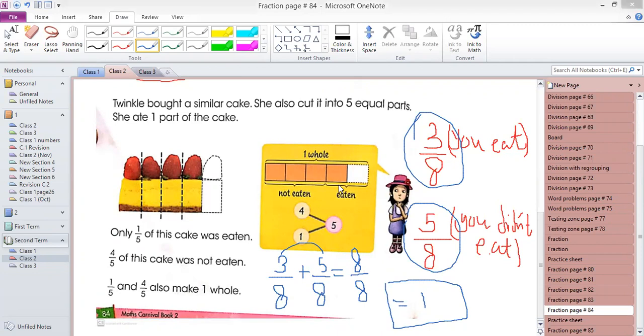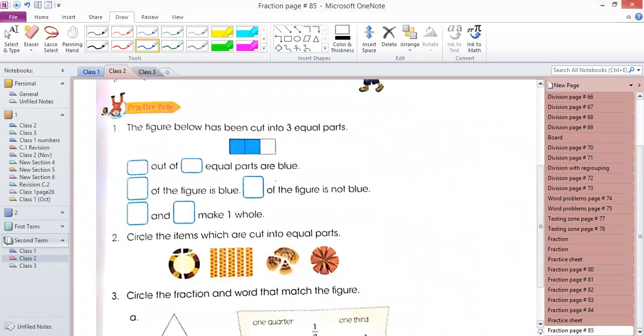Yes, sir. Good. Come to page number 85 now. Come to page number 85, please.